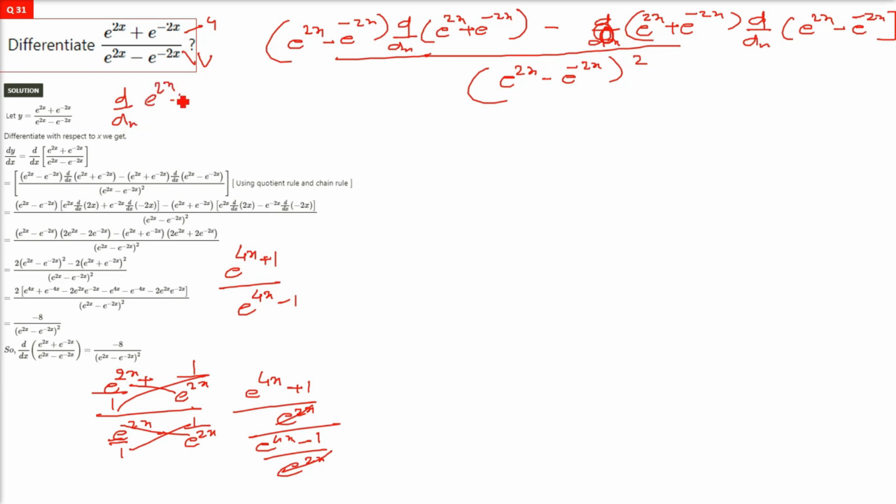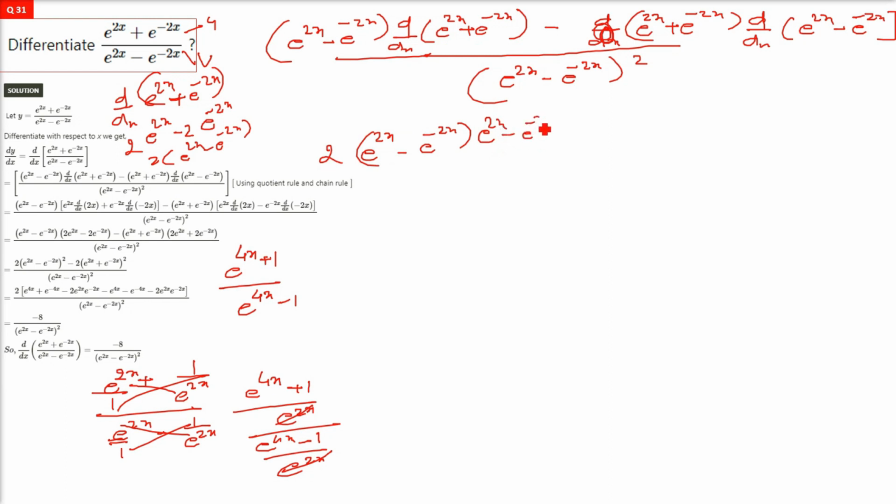So d by dx of e to the power 2x plus e to the power minus 2x: e raised to theta is e raised to theta only. So e raised 2x, with the derivative of 2x being 2, and e raised minus 2x will be e raised minus 2x, and the derivative of minus 2x will be minus 2. Minus 2 will also come. So this becomes 2 into e raised 2x minus e raised minus 2x. Let me write it here: e raised 2x minus e raised minus 2x. Once again, this 2 I have taken out, and the same thing will come: e raised 2x minus e raised minus 2x. So this is the square of that term: e raised 2x minus e raised minus 2x whole square.